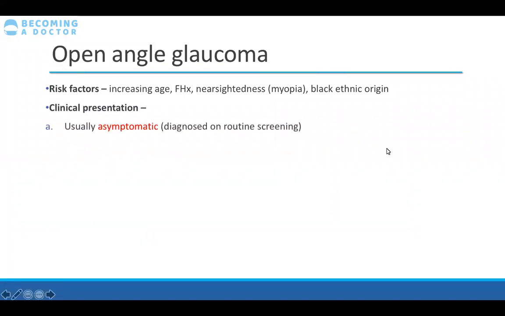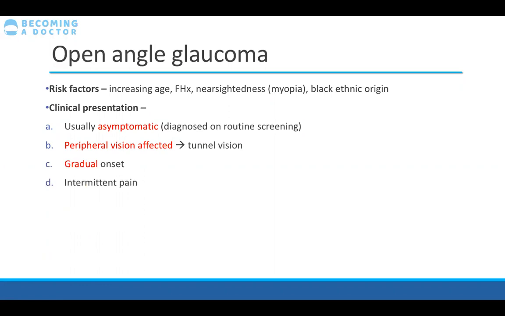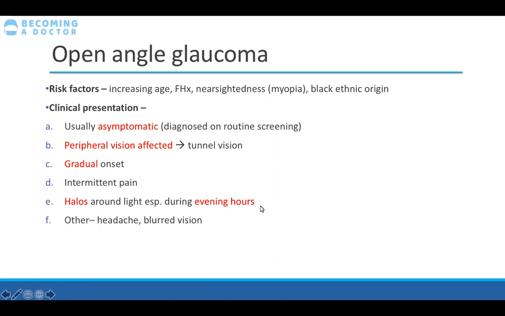Clinical presentation: they're usually asymptomatic, diagnosed on routine screening. You have a peripheral loss of vision, and if that keeps getting worse, eventually it's going to lead to tunnel vision. It's a gradual onset, with intermittent pain and halos around the light, especially during evening hours. There can be other features such as headache and blurred vision, but it's not very common.